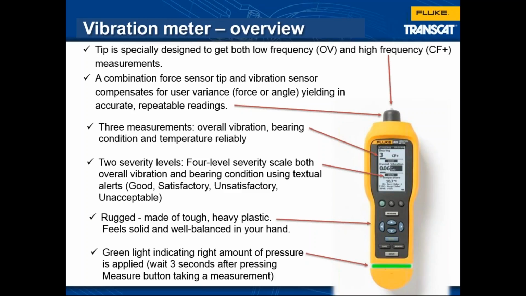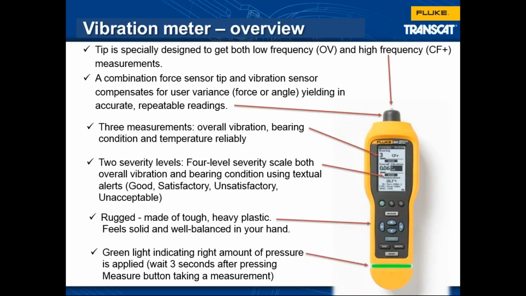So we've got a force sensor that makes the readings more repeatable. We talked about three measurements: overall vibration, bearing impacting, and temperature. But we really need to know, is this good or bad? So we use a severity scale based on real machine data to tell us, is that number 0.06 or 0.42, is that good or bad?